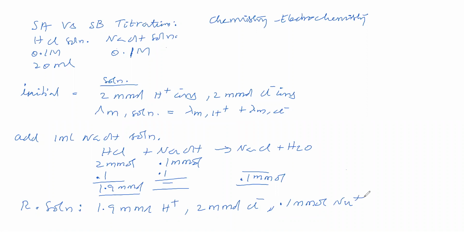Now we will see the molar conductivity of solution. Molar conductivity of solution is equal to molar conductivity of H plus ions plus molar conductivity of Cl minus ions plus molar conductivity of Na plus ions. Now, to see the resultant solution's molar conductivity, let us compare the molar conductivity of H plus and Na plus. We will compare both values.